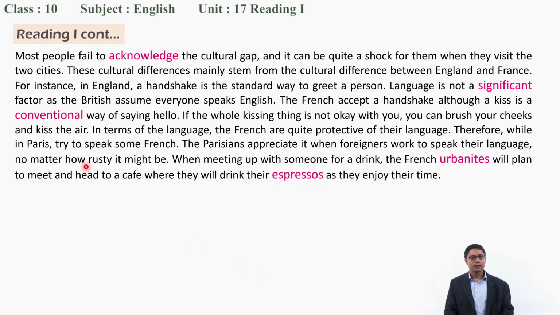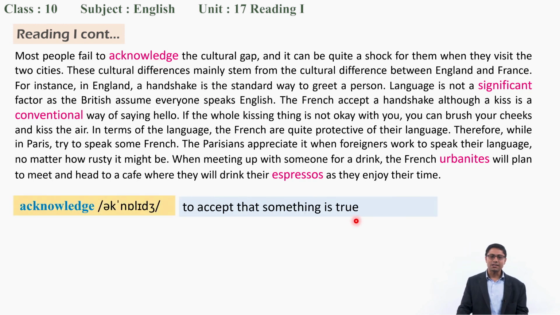Let's move ahead. Most people fail to acknowledge the cultural gap, and it can be quite a shock for them when they visit the two cities. See there? They fail to acknowledge. What does acknowledge mean? Acknowledge means to accept that something is true. Means most people fail to accept that there is a cultural gap between these two cities. Okay, shocking cultural gap. These cultural differences mainly stem from the cultural differences between England and France. So the country England and the country France do have cultural differences, so the cities also do have cultural differences.